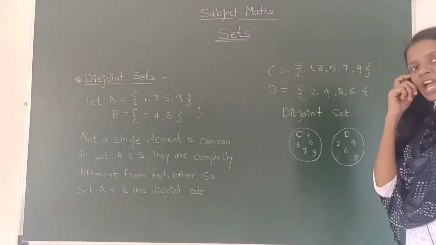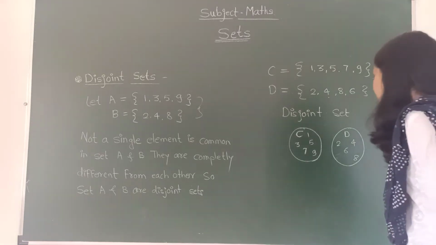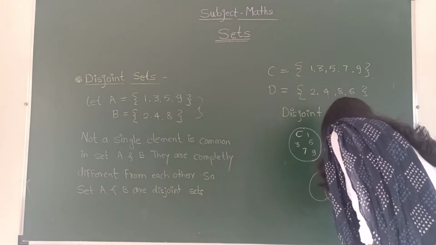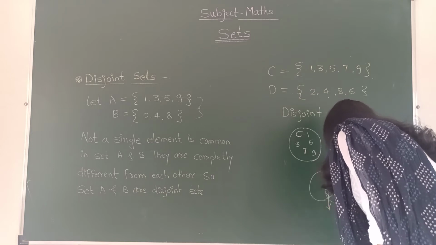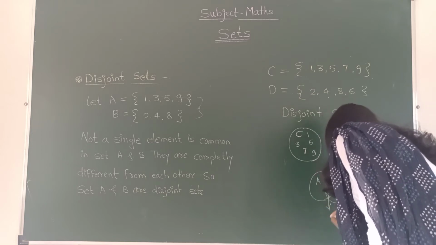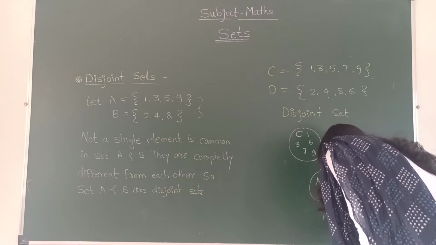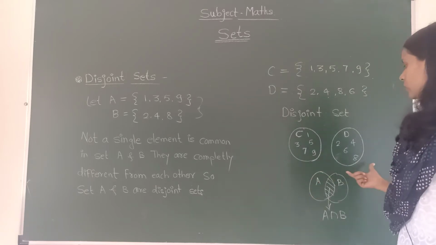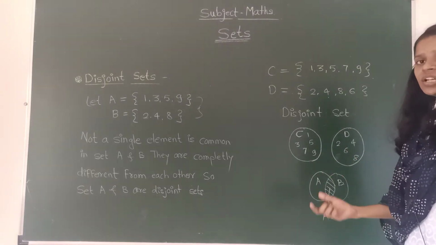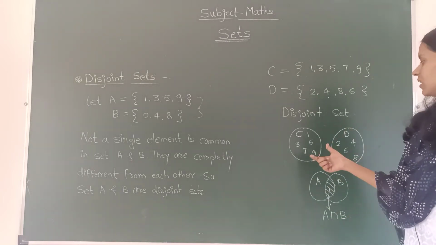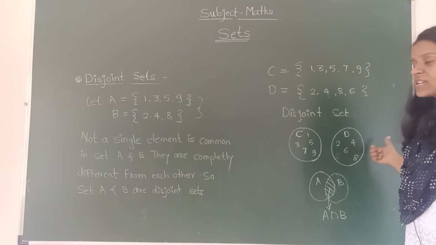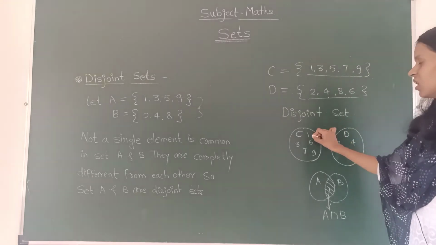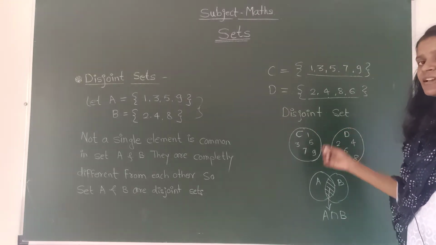But in the previous video we have learned the intersection of sets. There we showed the sets overlapping like this, and this shaded part is the intersection. Suppose this is set A and this is set B. So we show that as A intersection B. But in disjoint sets, these two sets are totally different from each other. There is no single common element in between these two sets. In set C and set D, you can see all the elements are different from each other. Therefore, we have shown these two sets separately.